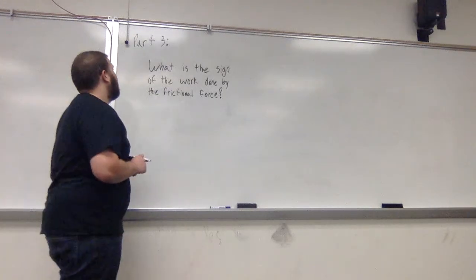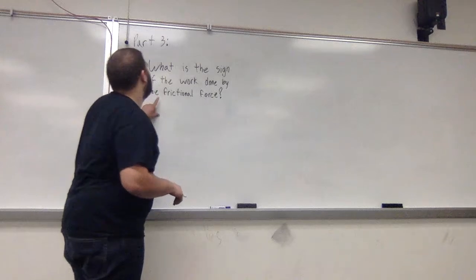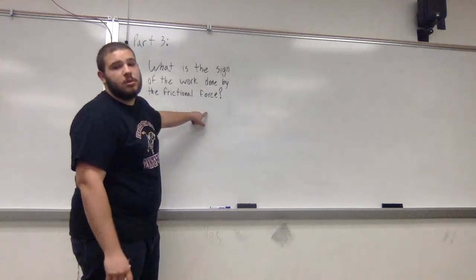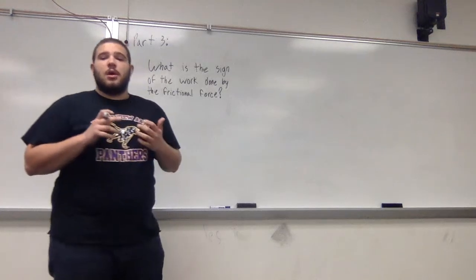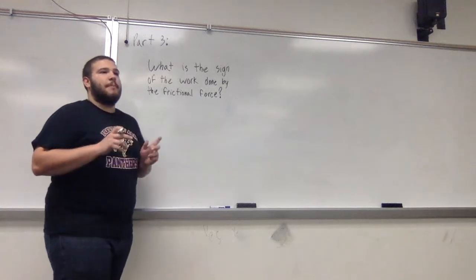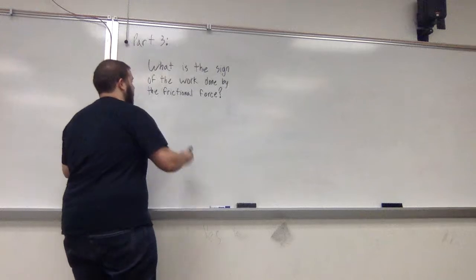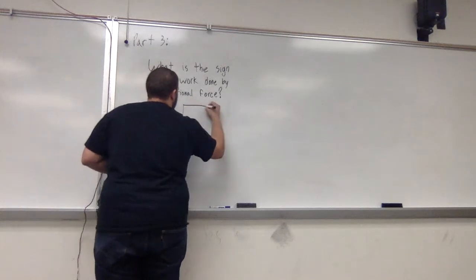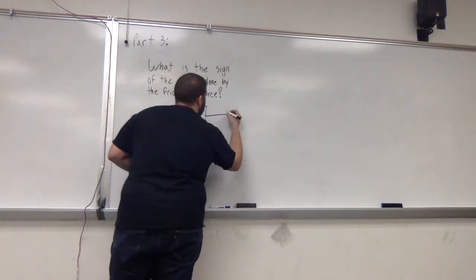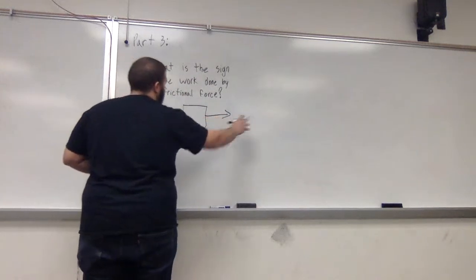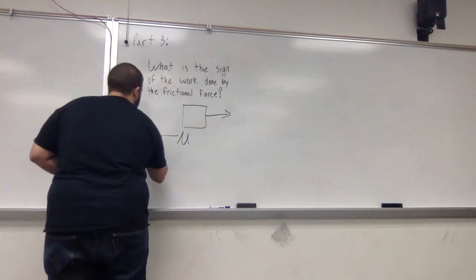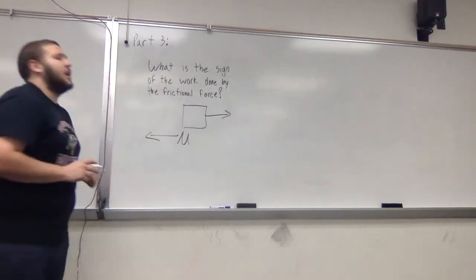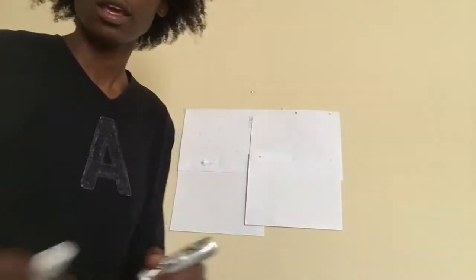For part 3 of this problem, what is the sign of the work done by the frictional force? The sign will be negative because the frictional force is in the opposite direction that the block is moving. For example, in the problem, the box was moving to the right, so the friction is moving in the opposite direction. So that's why the work will be negative.